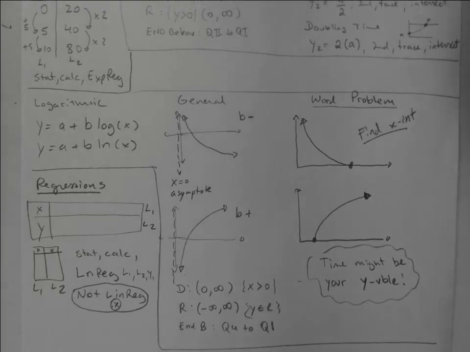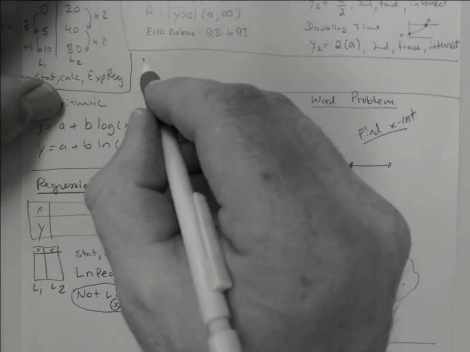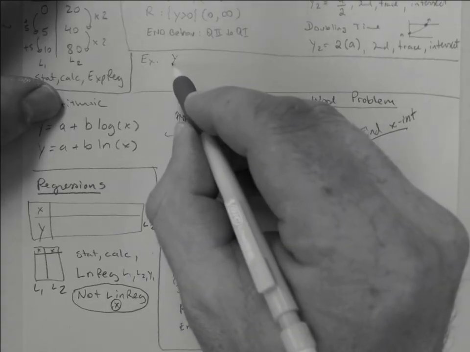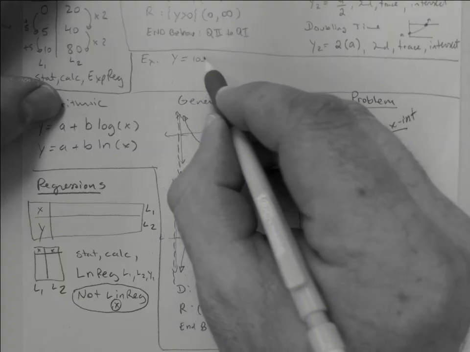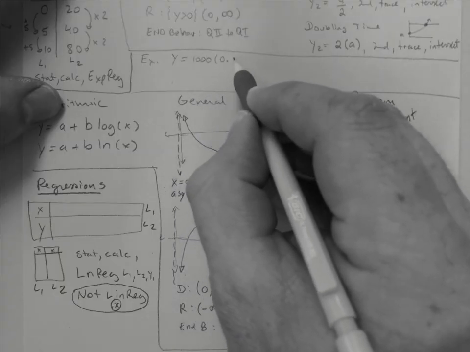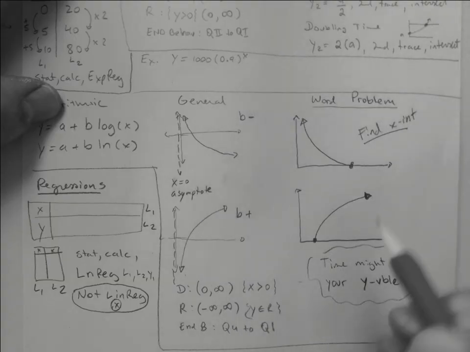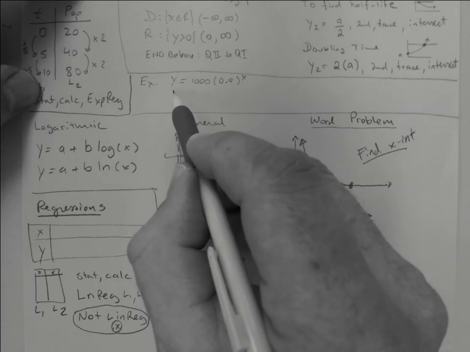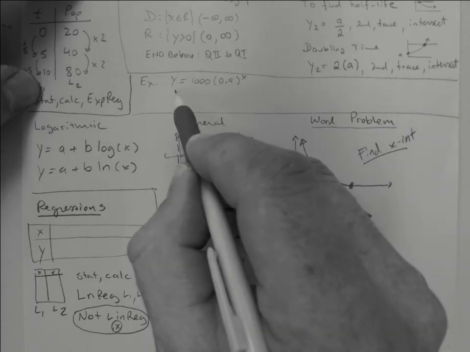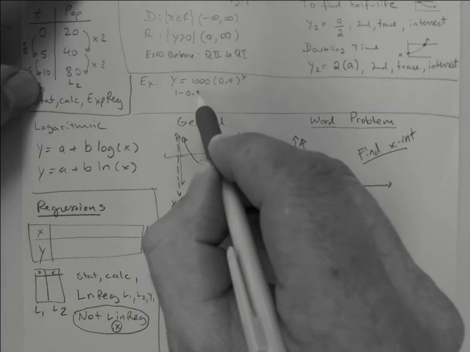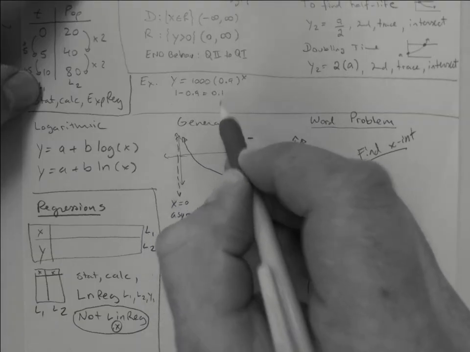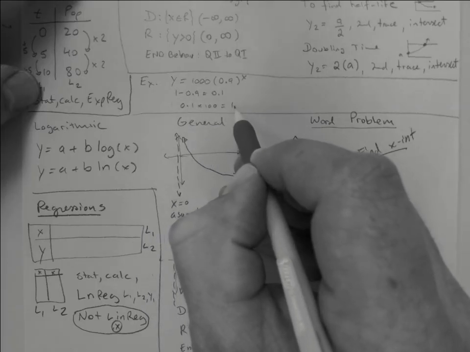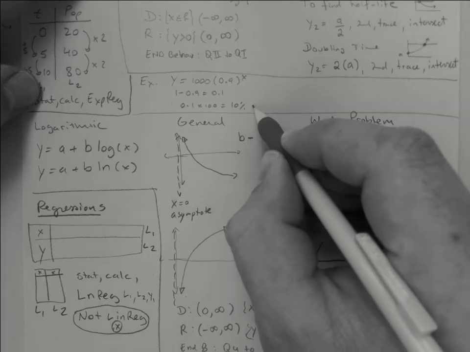This dead spot here, I just want to have one. If you have y is equal to 1,000 times 0.9 to the x, this dead spot here, you know that this is decreasing. So you go 1 minus 0.9, that's 0.1. 0.1 times 100, it's a 10% decrease.